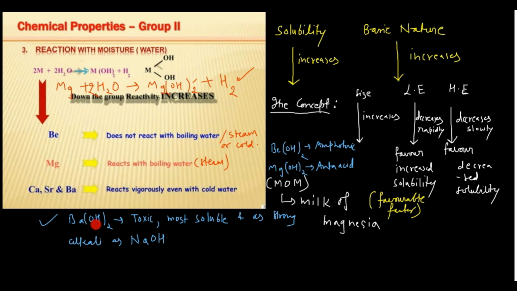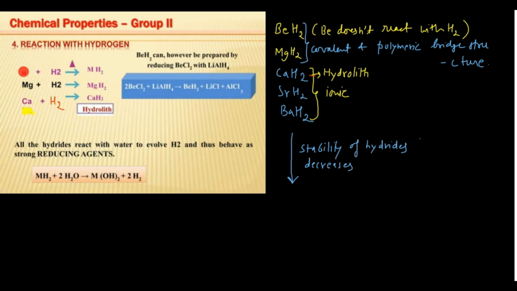So this I have written here, barium hydroxide, which is toxic, most soluble, and as strong an alkali as NaOH. Your metal reacts with hydrogen. If you heat these two together, they will form the metal hydride. Like magnesium forms magnesium hydride, and calcium forms calcium hydride. And the technical name of calcium hydride is hydrolith. Please remember, you may have an objective type question in your competitive examination. What is hydrolith? Hydrolith is calcium hydride, which you should remember.